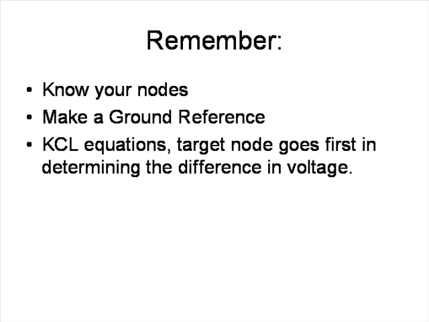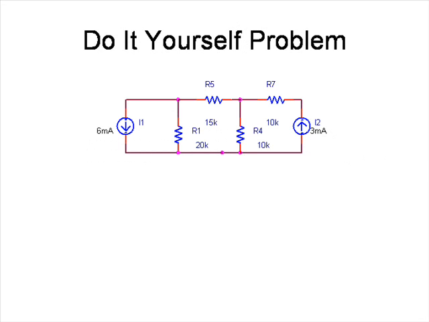Let's try a do-it-yourself problem here. A little bit tougher. This one shouldn't be too hard though. 4 resistors and 2 current sources. You can pause here if you want and do it yourself, or we are going to continue with the problem.